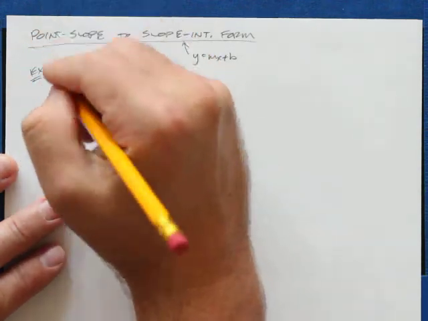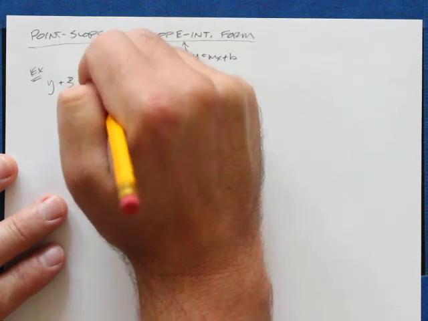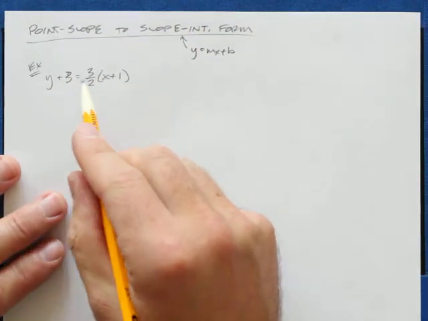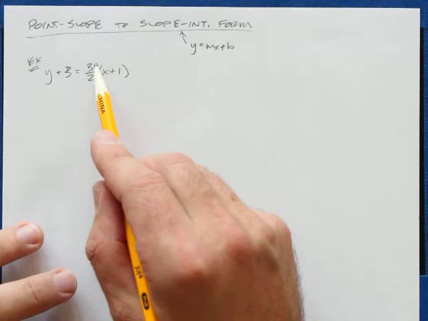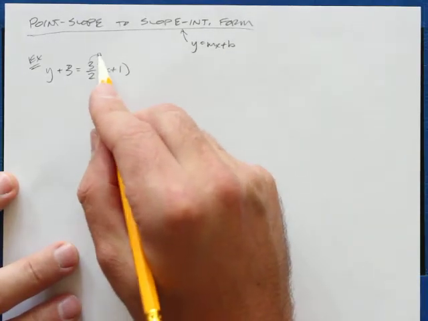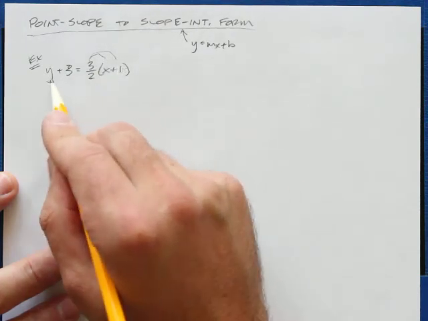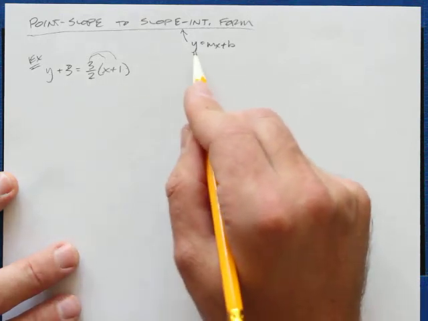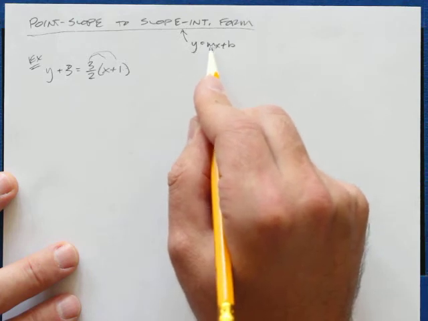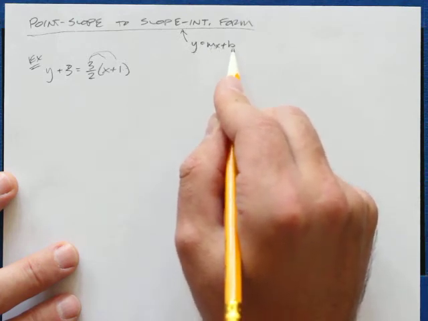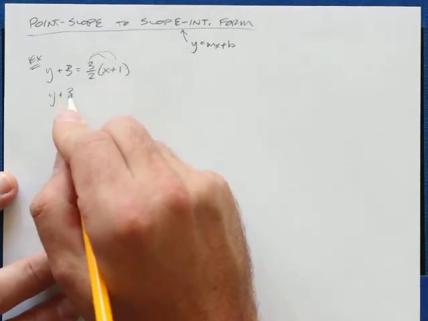So let's start with an example here. Y plus 3 equals 3 halves times x plus 1. Okay, we don't need to multiply anything by 2. We don't need to do that because we're trying to get the slope intercept form. We don't really care if there's a fraction. But what we do need to do first is distribute this 3 halves. What we're trying to do is get this y by itself on the left, just like in this equation here. Y and then whatever it is, the slope, times x plus whatever's left over, which is my y-intercept. So let's distribute that 3 halves.